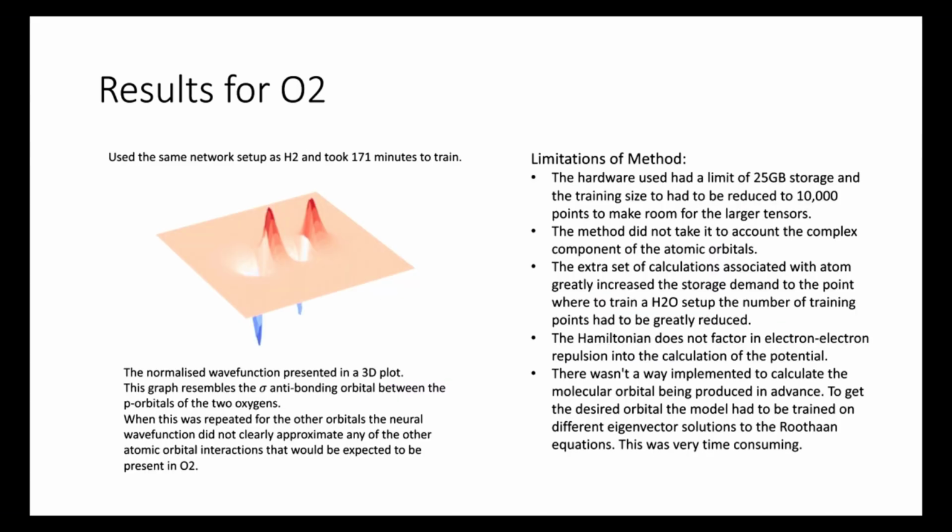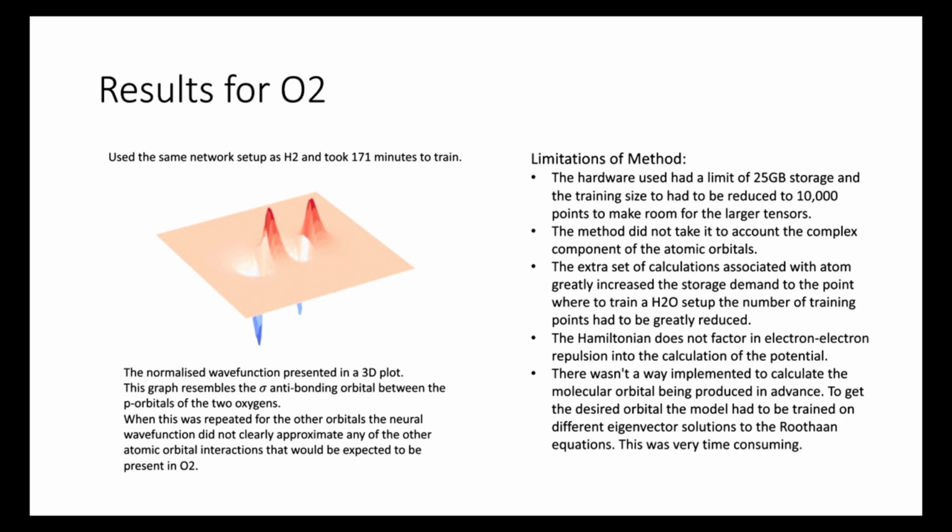Next, the PINN was used on a larger bond in the oxygen O2 gas. This was chosen as it should feature a pi bond. On the left, you can see a 3D plot showing the value of the wave function along a 2D plane of space. This is one of the resulting molecular orbitals that I was able to produce, and it resembles a sigma antibonding orbital between two of the p orbitals in the oxygen atoms. However, it was difficult to produce the other molecular orbitals due to a number of different reasons.